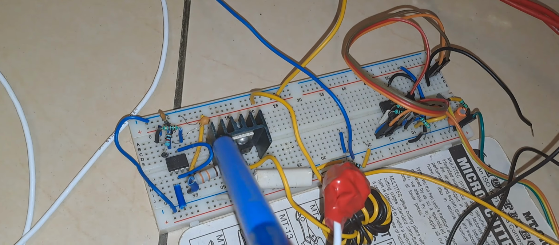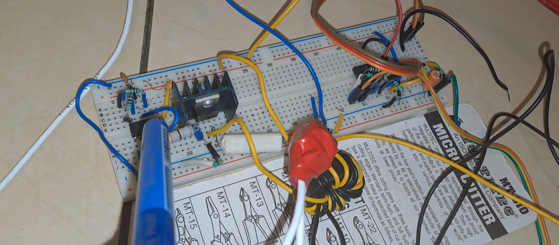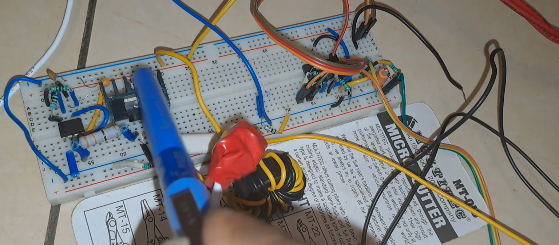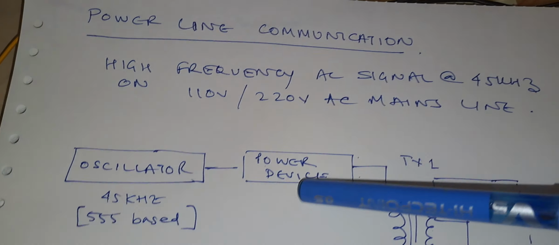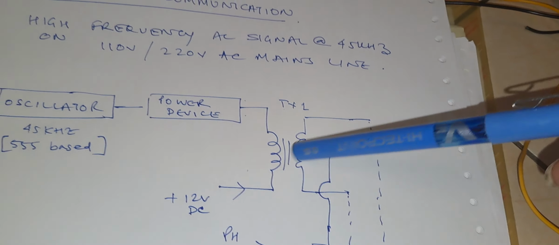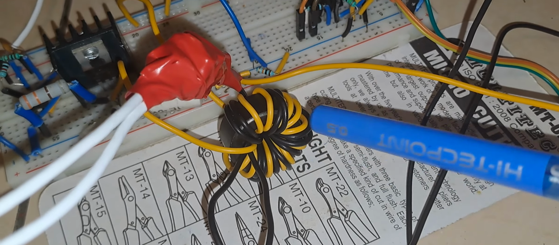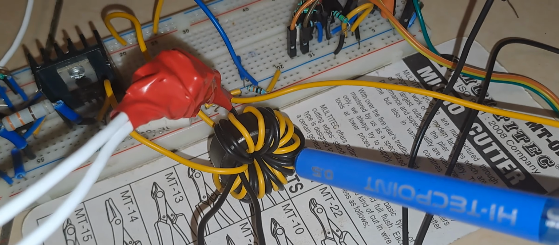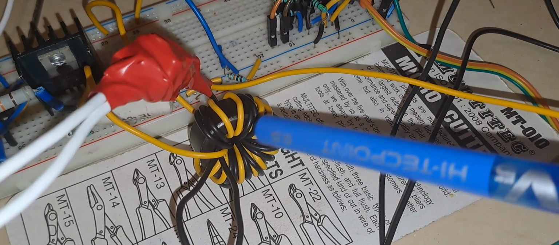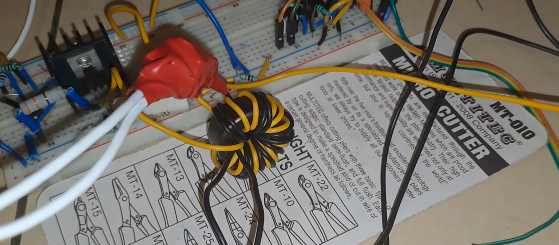So here is the oscillator, oscillating at a frequency of 45 kilohertz. And here is a power device. This is a MOSFET, just a MOSFET. You can see on the block diagram, here is the power device. From the power device comes a transformer. This is a ring core, ferrite core, high frequency transformer, because I am giving a signal of 45 kilohertz. That's why I am using this kind of transformer, and it is very compact as well. You can see this is the transformer.